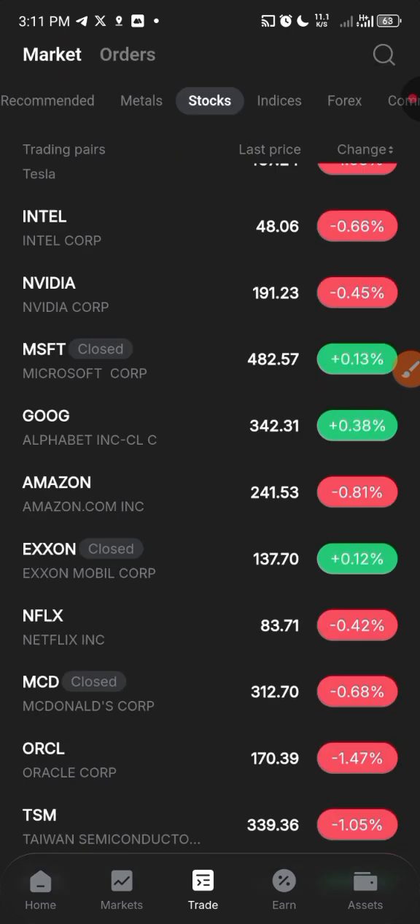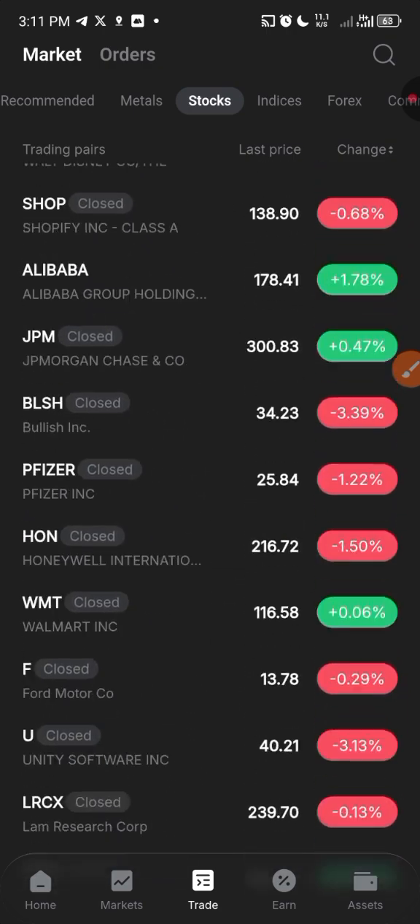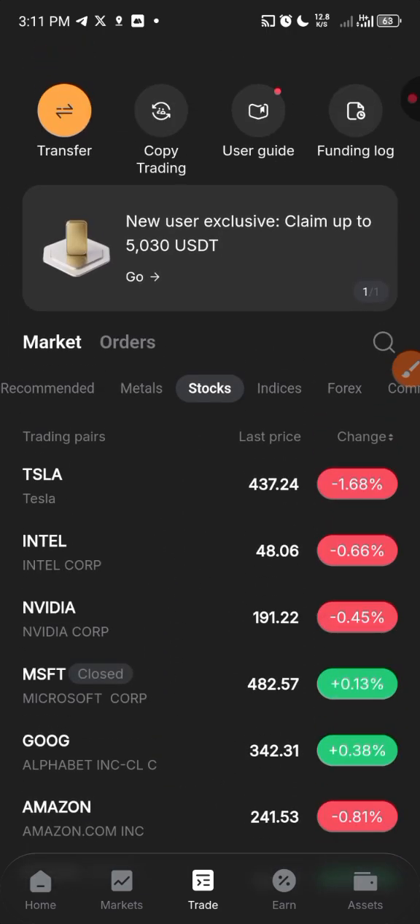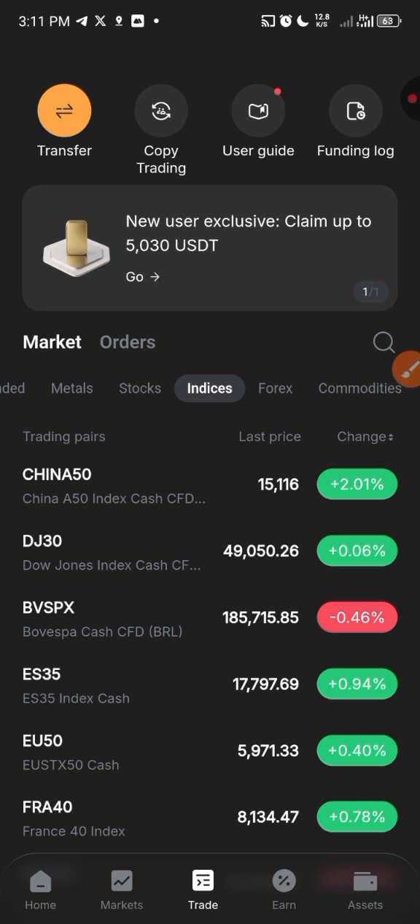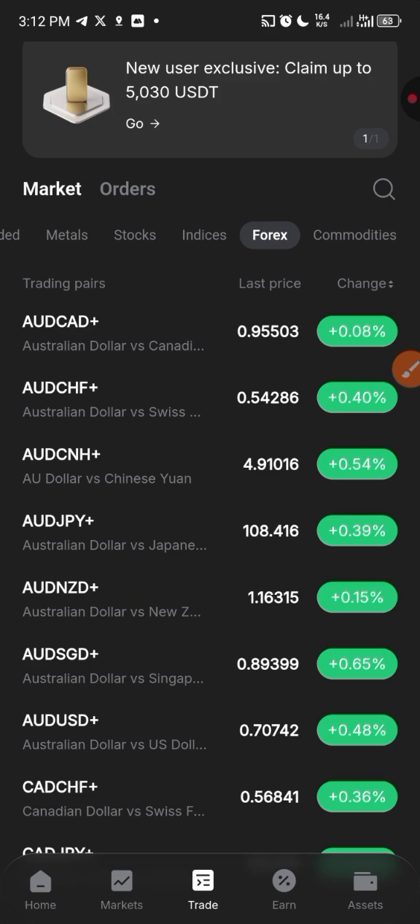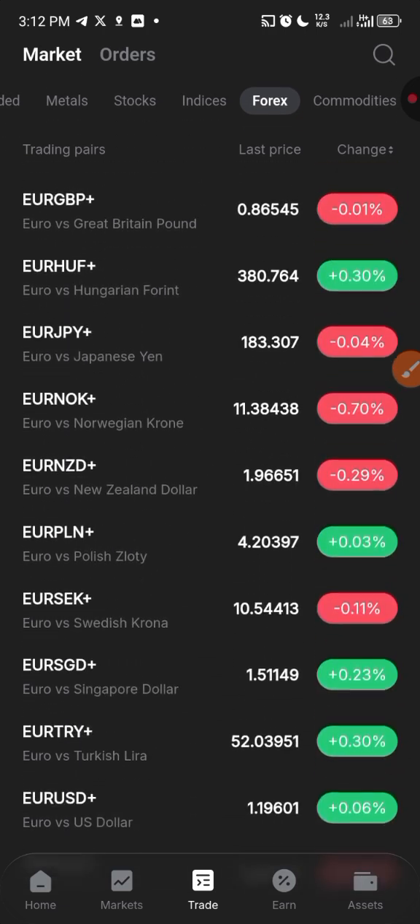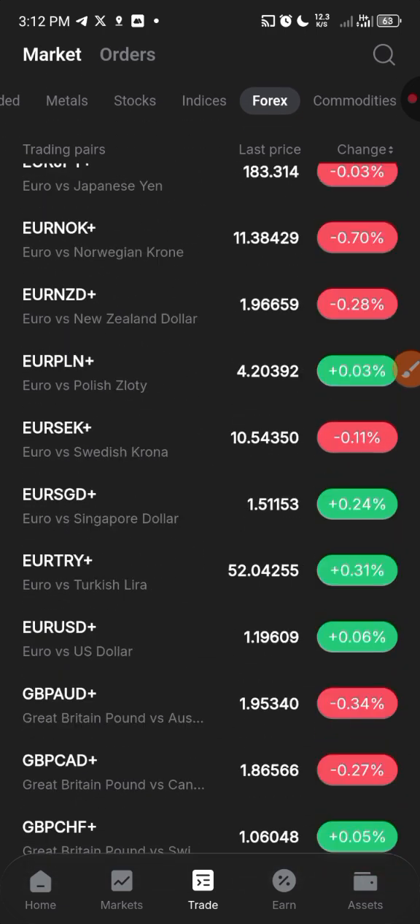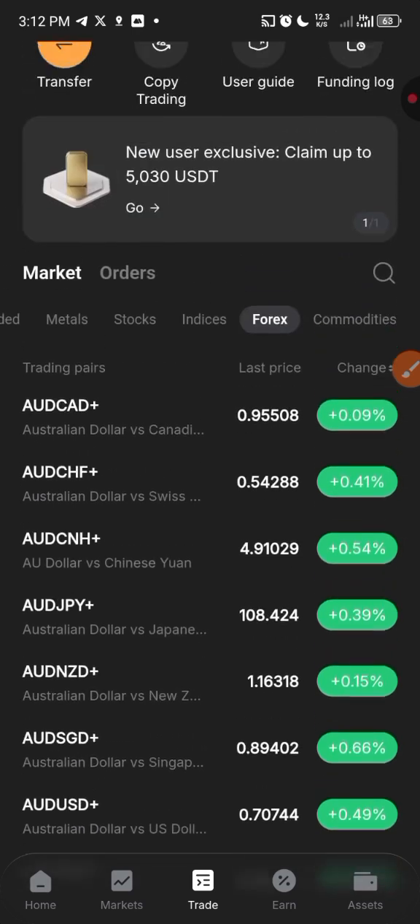So these are all the stocks we have right now. Now we also have another section, indices. We have another section, forex. So for those of us who want to trade forex, you can actually trade forex right here on Bybit. You don't need to have lots of exchange platforms like MT4 or MT5, except you want to trade all the pairs. But right here, you can see they have a lot of pairs on Bybit as well. So you can trade all of these on Bybit.